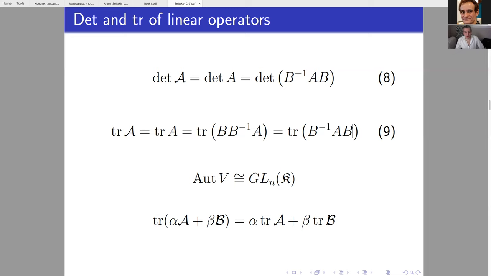Here is just a notation I wanted to introduce. Automorphisms of V are the invertible transformations, invertible operators, and they correspond to the group of invertible matrices, which makes sense: matrices with non-zero determinant. And trace has a very useful property, linearity. The trace of a linear combination is the sum of traces. And we will use it in the very important Hutchinson decomposition.